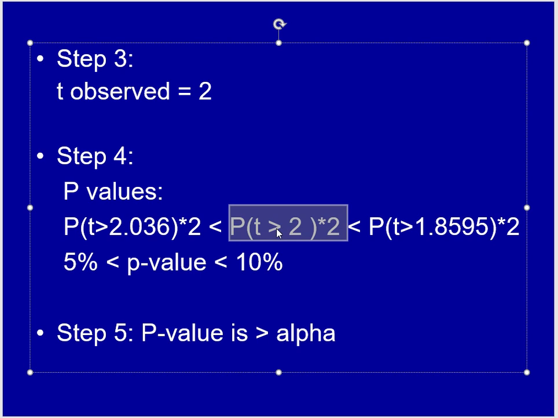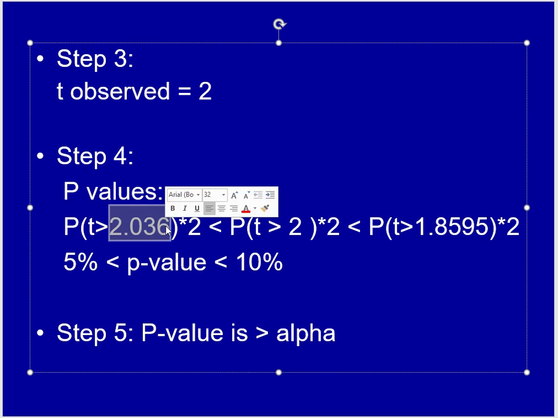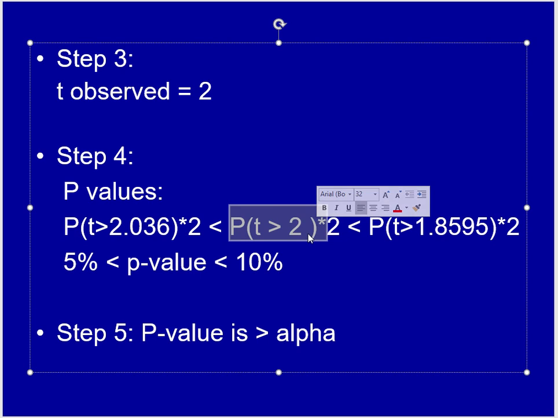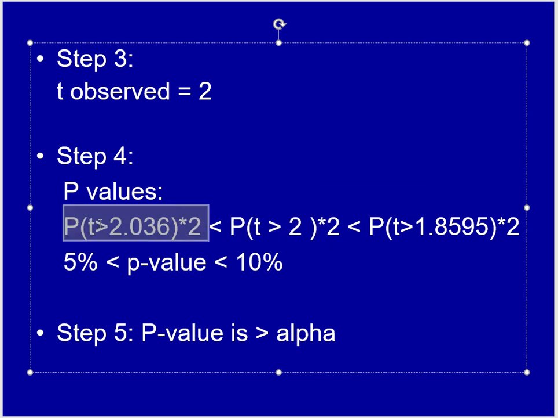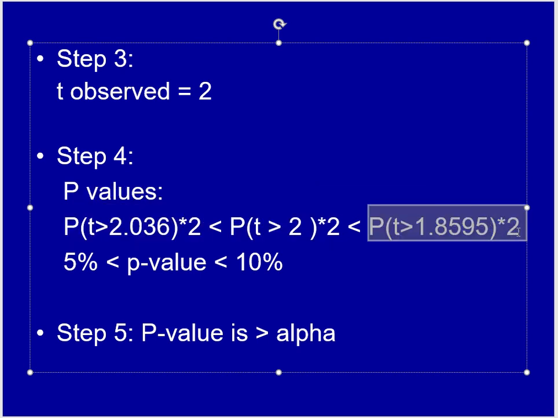So you're going to go to your t table for degrees of freedom 8, and you're going to start looking for 2. If you look it up correctly, you're going to end up not finding 2 for degrees of freedom 8. You're going to find 1.8595, and you're going to find 2.036. And therefore, you're going to say that the probability you're looking for is limited by these two probabilities. Okay, notice I'm multiplying by 2 each time.